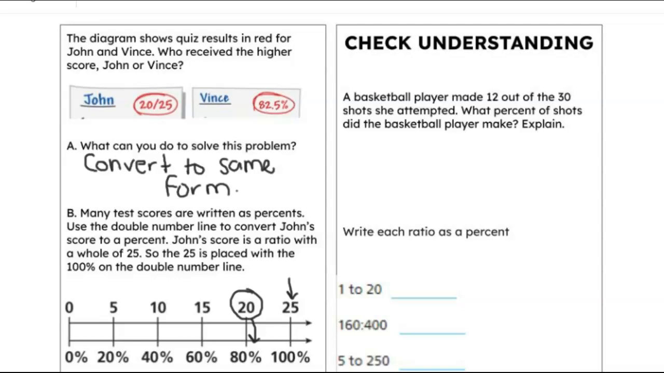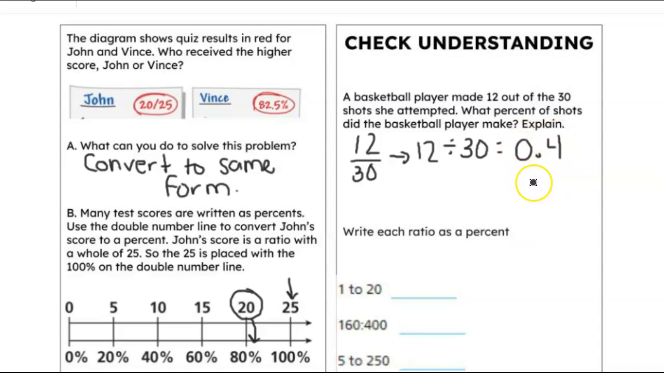Okay, first one. A basketball player made 12 out of 30 shots she attempted. What percent of shots did the basketball player make? So we got 12 out of 30. And we're going to turn that into a decimal because I can't make that 30 into a 100 easily. I'm just going to change it into a decimal. To make a fraction into a decimal, we just divide the top number by the bottom number. So 12 divided by 30 equals 0.4.